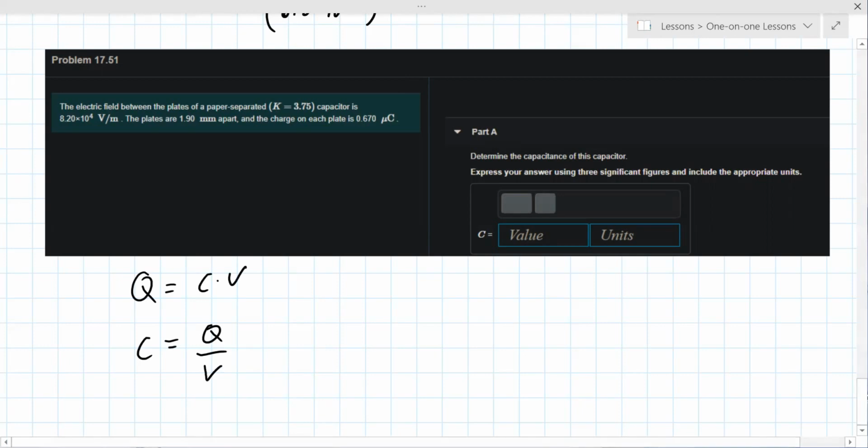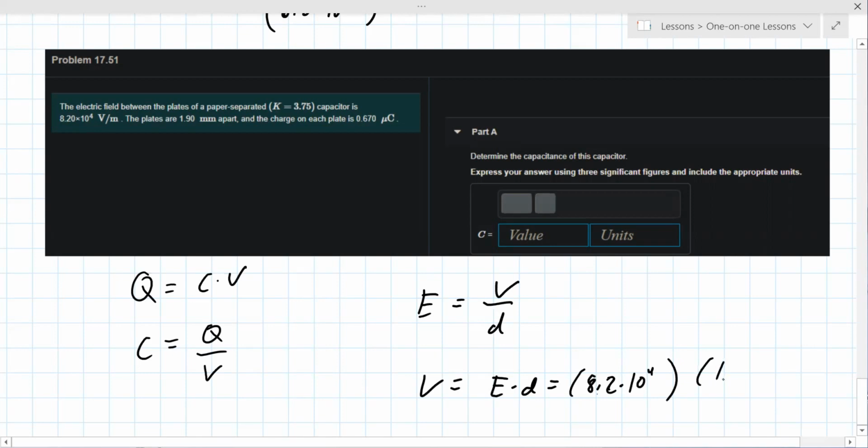We've got to find V. So we know that E equals V divided by D, so we can solve for V. V is equal to E times D. E is the electric field, which we're given. That's the 8.2 times 10 to the fourth. And the distance is 1.9 times 10 to the minus 3, because we've got to convert that millimeters to meters. So that gives us our V. We have Q, so we kind of have that done.